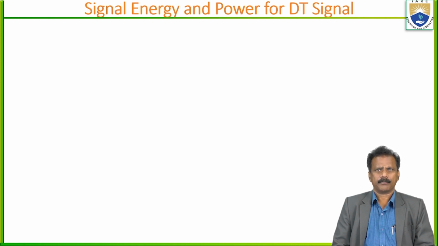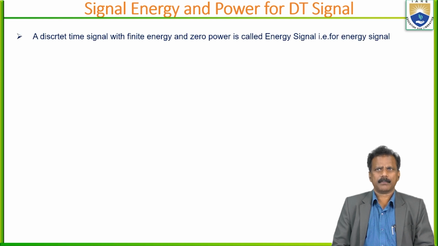Coming to the signal energy and power for discrete time signals. A discrete time signal with finite energy and zero power is called an energy signal. We are talking about how the signal energy and power are defined for a discrete time signal. That is, for an energy signal, 0 less than E less than infinity and P is equal to 0.